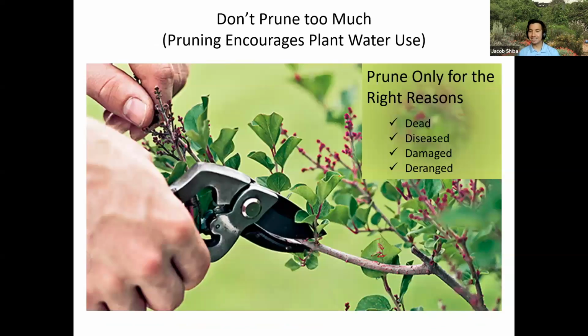And then lastly here, don't prune too much when it comes to your plants. Pruning encourages plant water use, so you really want to prune for the right reasons. If you've got areas of the shrub or tree that are dead, diseased, damaged, or deranged. And what we mean by deranged is that branch now growing across your walkway that you're having to do the limbo underneath to get to, say, your front door. But make sure you're pruning for the right reasons during the right time of the year as well when you can.